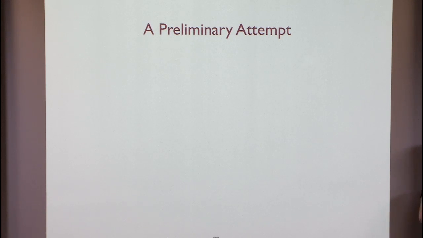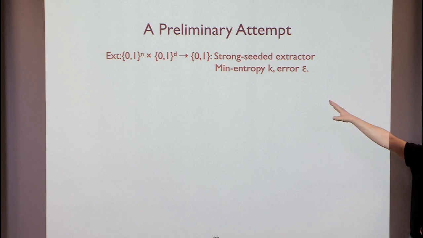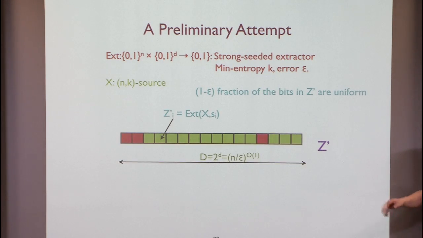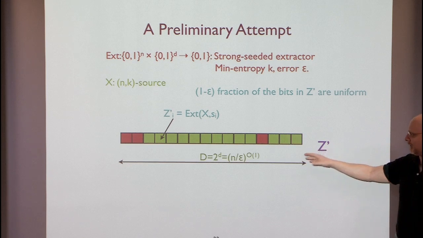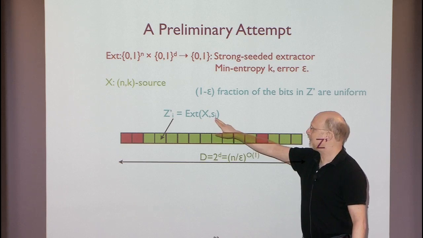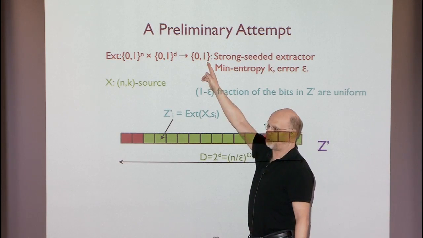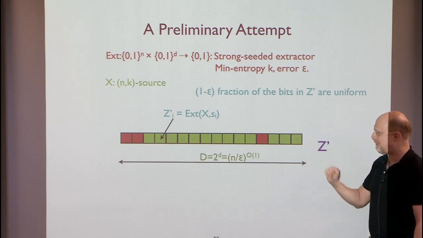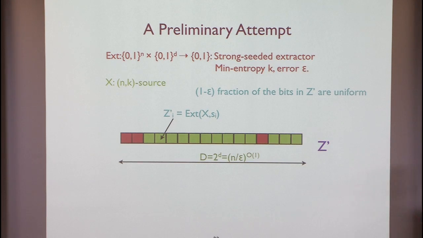Okay, so let's start with a preliminary attempt. So we'll start with a strong seeded extractor that works for our min-entropy k. X is our (n,k) source. And now let's look at all these D functions that we talked about. So we're going to cycle over all values of the seed, and just think of our extractors outputting one bit. Let's not worry about that. So we have these big D bits. Most of them are good. Most of them are close to uniform.